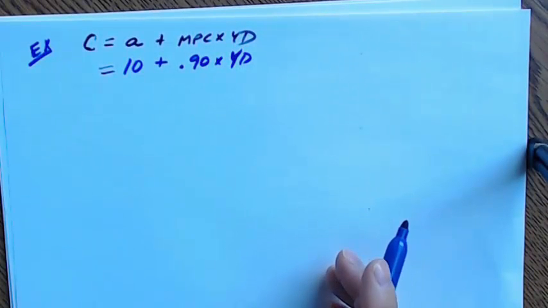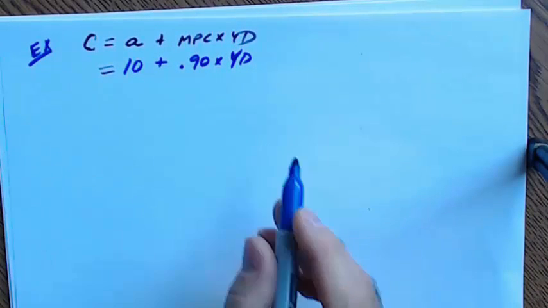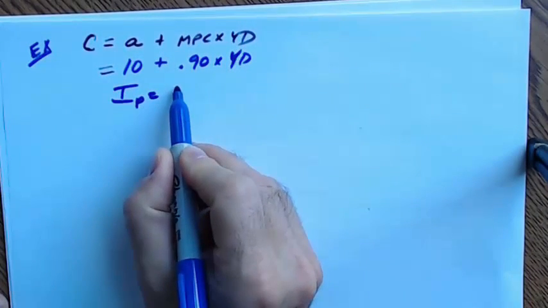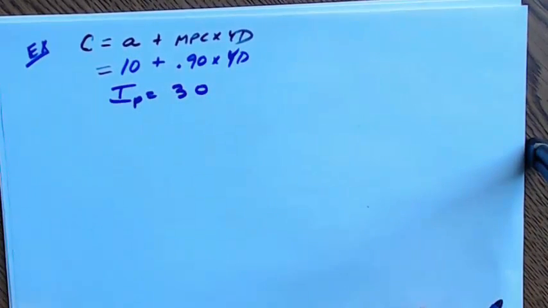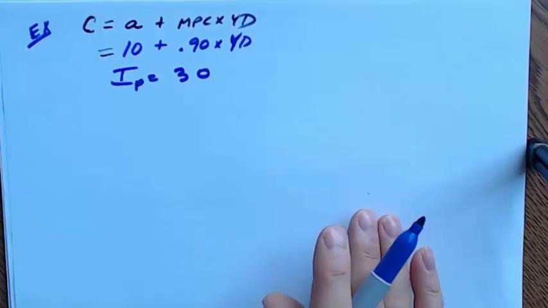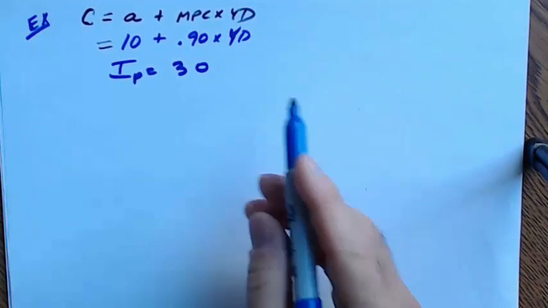Okay, and then I'm going to say that IP, I'm just going to make it up, is going to be, say, 30, so it's fixed. And from this, I can build a table that outlines the income expenditure model, basically, and how it works.